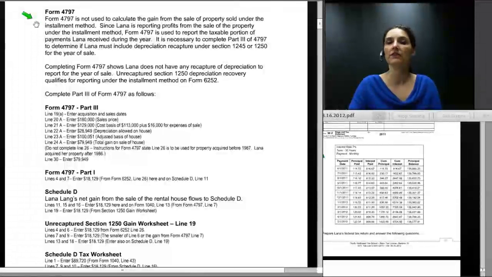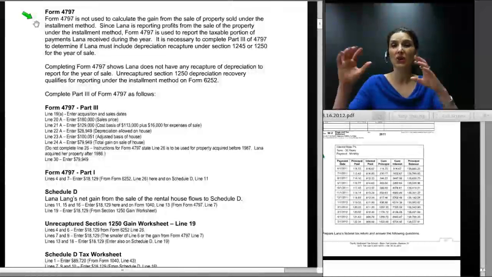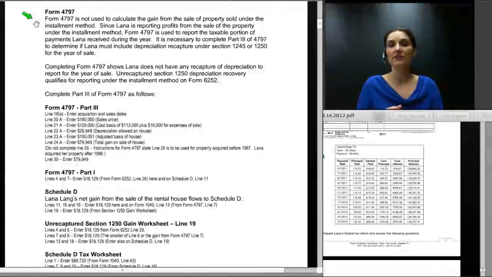that is sold under the installment method. When we did the 4797 in the Diana Prince illustration, we actually had to show all of those different sales amounts being entered on there to figure the gain or loss on each part of the sale. But when we're doing an installment method, the entire sale is reported on Form 6252. We figure the cost basis there, the selling expenses there, we recapture depreciation there.